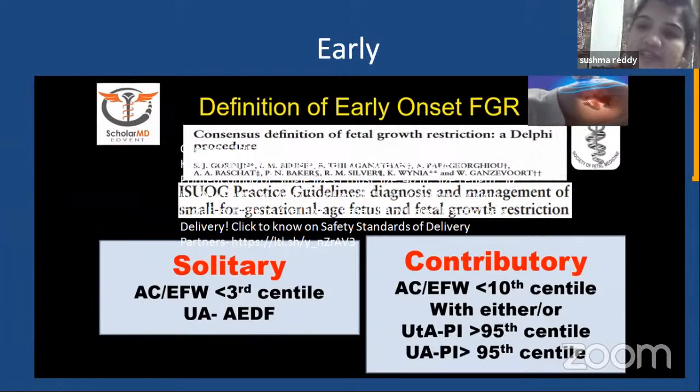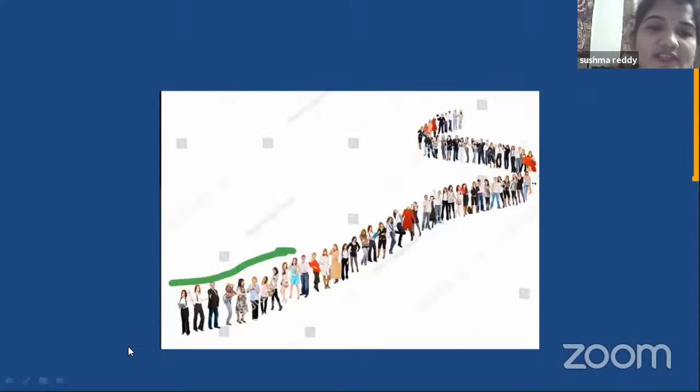If the fetus is completely below the third percentile, then definitely it is early onset fetal growth restriction. And if it is within the 10th centile with Doppler changes, then we have to consider it as early onset fetal growth restriction. Whereas if there is absent end diastolic flow, again it is considered as early onset fetal growth restriction. So what this means is, in the first 10 fetuses, the first 3 fetuses are definitely considered as fetal growth restricted fetuses.